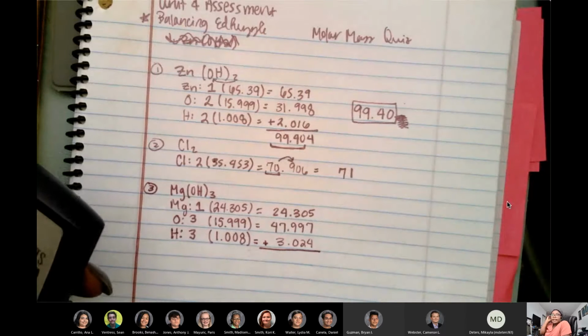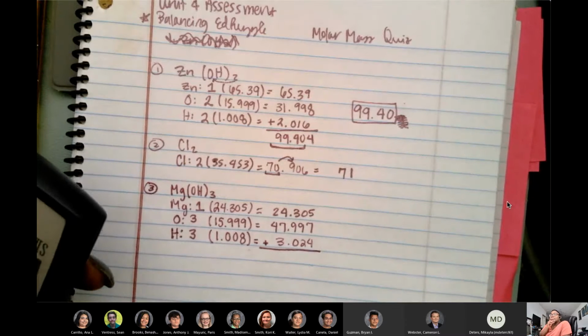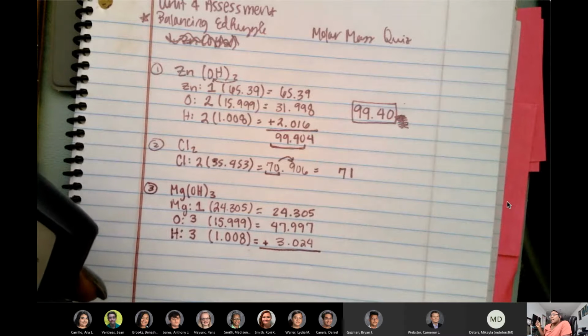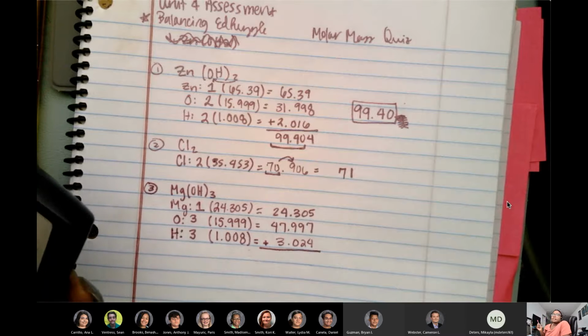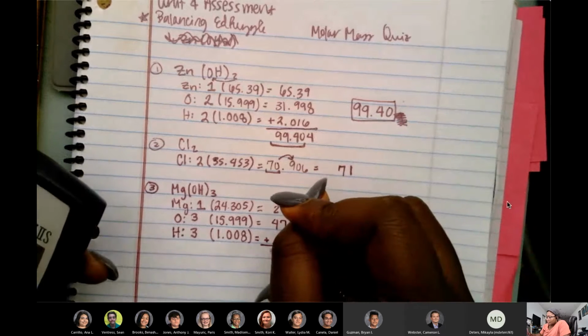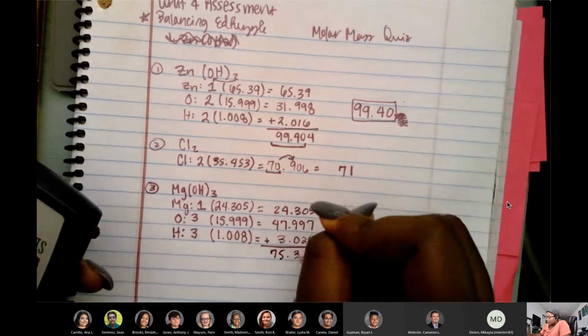Add them up, add them up, add them up. What do you get when you add them up? Add them up, add them up, add them up. What do you get when you add them up? Add them up. What do you get when you add them up? Add them, add them, add them up. What do you get when you add them up?